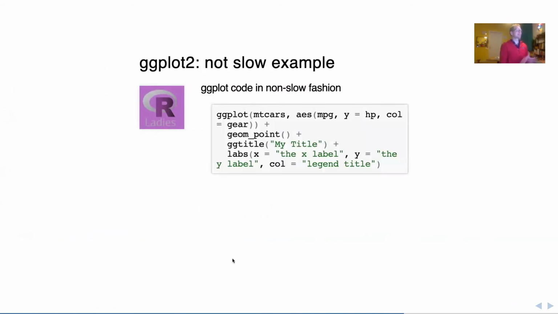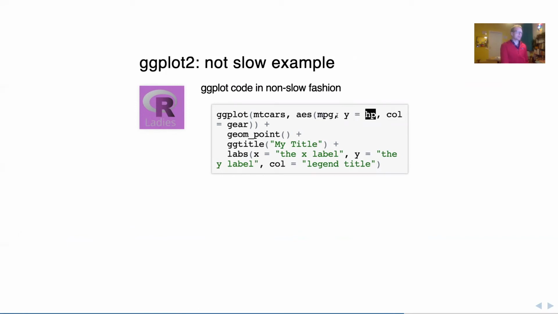So here's an example of not slow. We did this before, but adding some more things. So what you've learned so far is that you can call ggplot on a data set with or without saying data equals here. We can just say ggplot mtcars. It knows the first argument is data. And then aes, and aes knows that the first arguments are x and y.